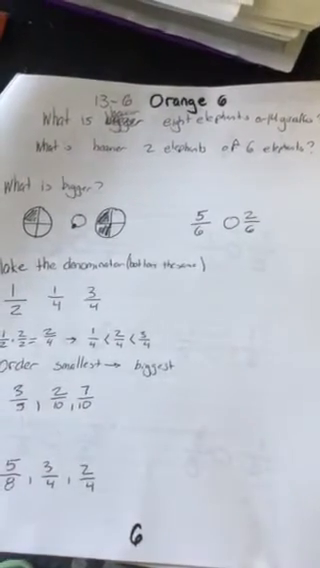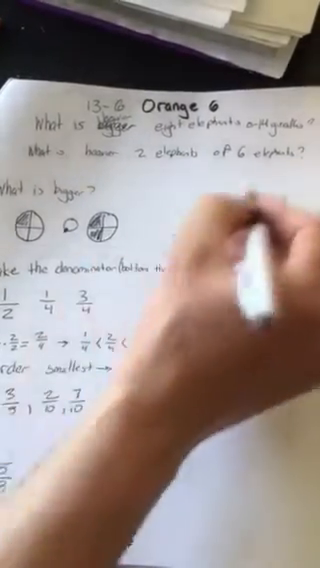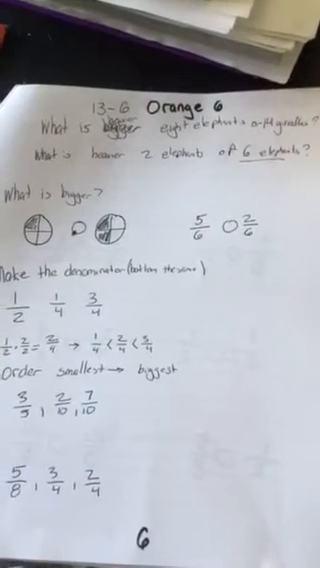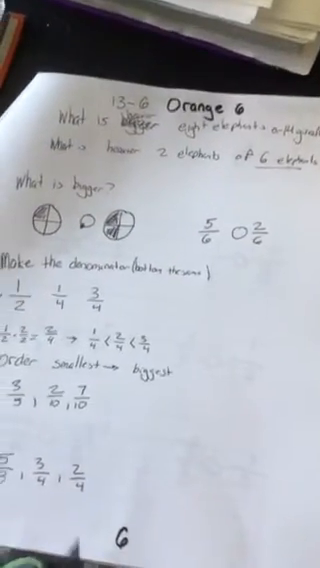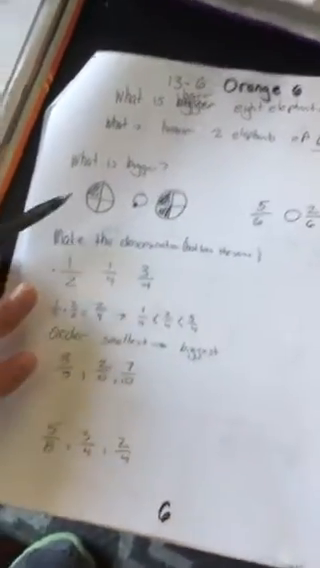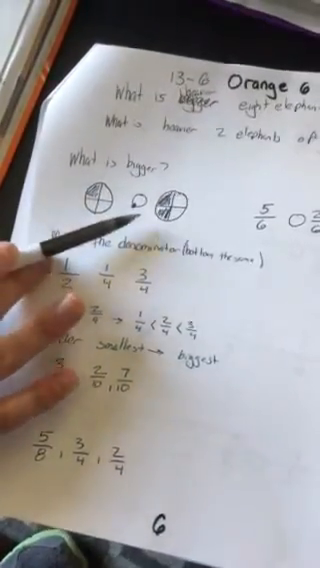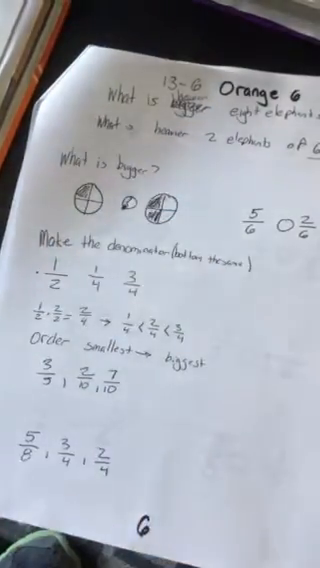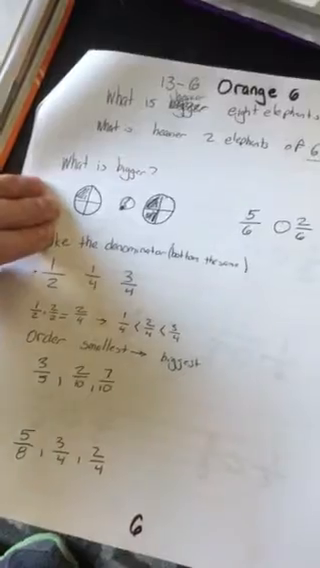But if I asked what is heavier, 2 elephants or 6 elephants, well, that's obvious, right? 6 elephants are going to be heavier than our 2 elephants because 6 is heavier or bigger than 2. And if we have something like this, what is bigger? That much being shaded or that much being shaded? Well, that's easy. It's that one, right? We have more of the pizza left in that one than we do in that one.